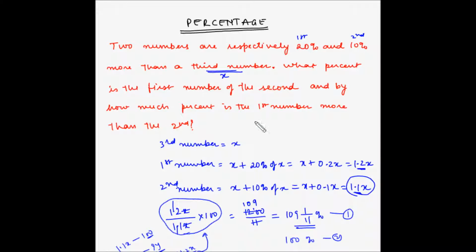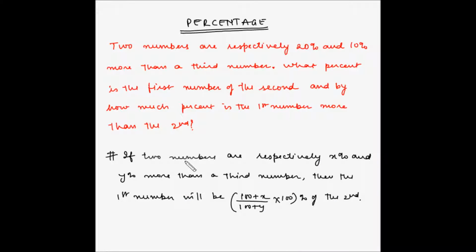Now for faster calculation of this type of problems, a rule has been established. So let's look at that. So the rule says that if two numbers are respectively x% and y% more than a third number, then the first number will be (100 plus x) divided by (100 plus y) into 100% of the second.